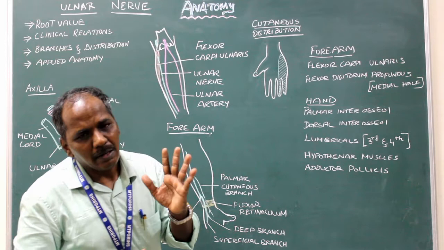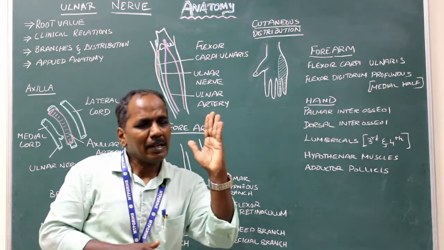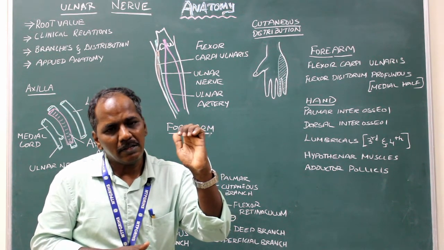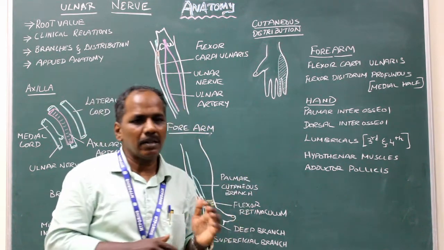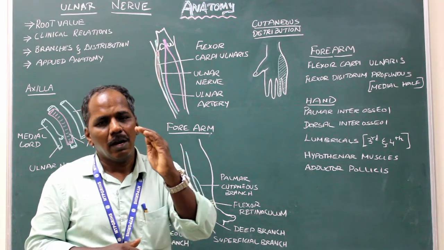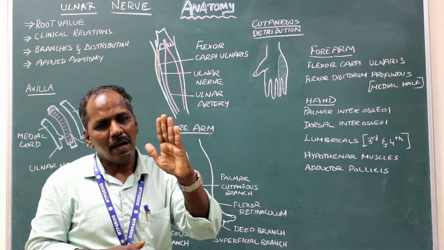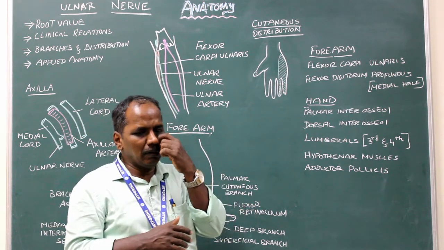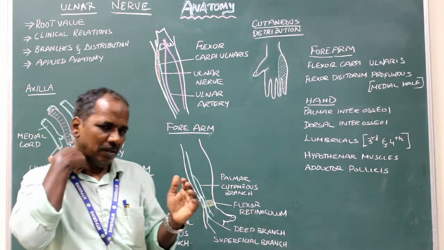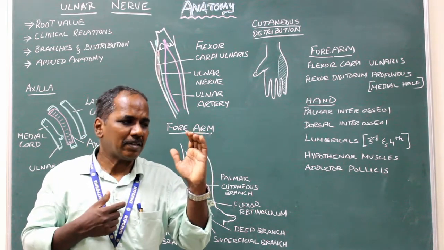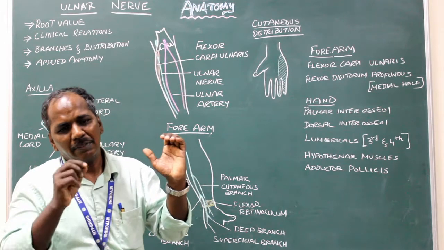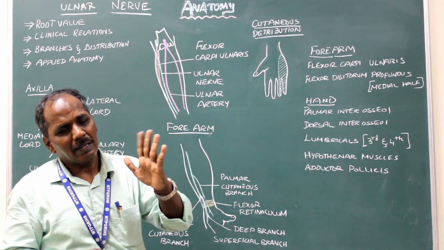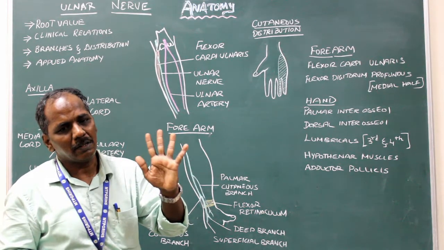The palmar interossei are responsible for adduction of the fingers and flexion of the interphalangeal joints, whereas the dorsal interossei are responsible for abduction of the fingers and extension of the interphalangeal joints. So when there is damage to the ulnar nerve supplying the palmar interossei, adduction and flexion of the interphalangeal joints are affected. When there is damage to the dorsal interossei, extension and abduction of the fingers are affected.